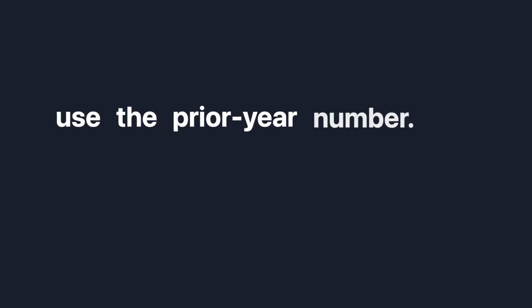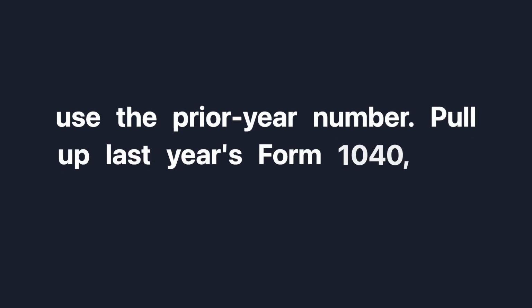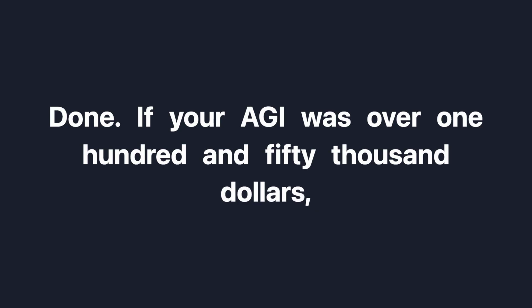Here's what I do, and it's what I actually do. Use the prior year number. Pull up last year's Form 1040, find your total tax, not what you owed in April, not your refund. Your total tax line, divide by 4 and pay that 4 times. Done. If your AGI was over $150,000, multiply by 1.1 first.